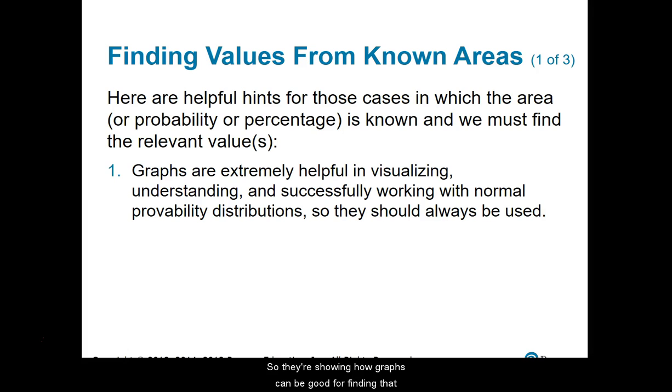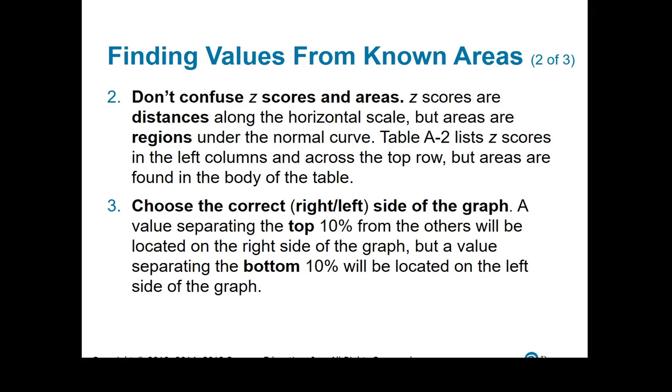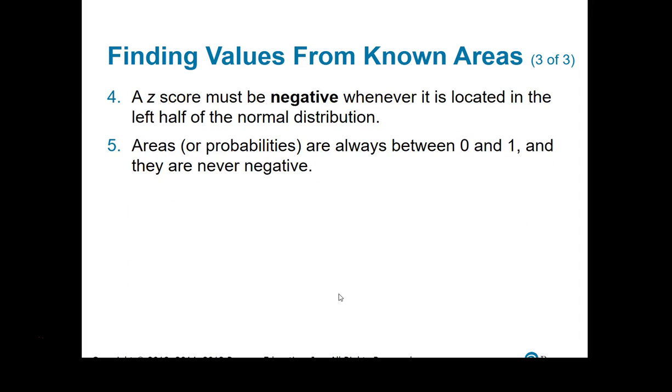So they're showing how graphs can be useful for finding that, which is great. Don't confuse z-scores and areas, of course. Z-scores can be negative, areas cannot. Areas always have to be positive and between 0 and 1. Right.